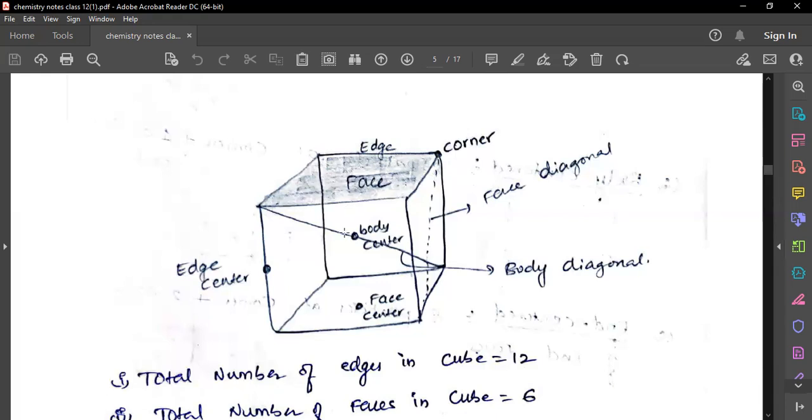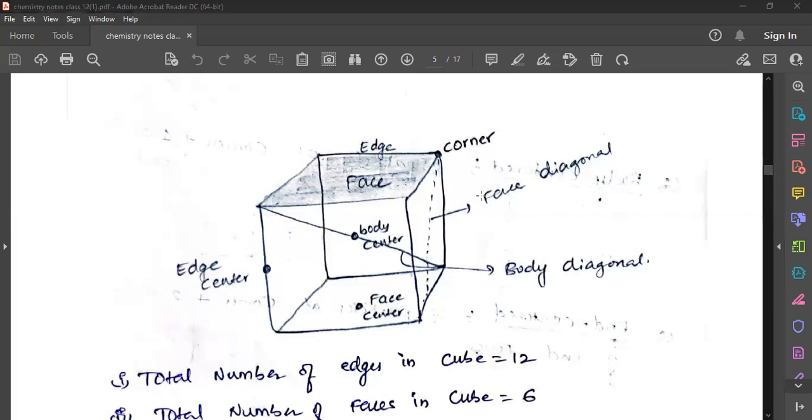Then what is the body diagonal length? It will be root 3 a. What is the body diagonal length? Root 3 a. You remember that one, okay? We'll use it in the next part of the chapter.